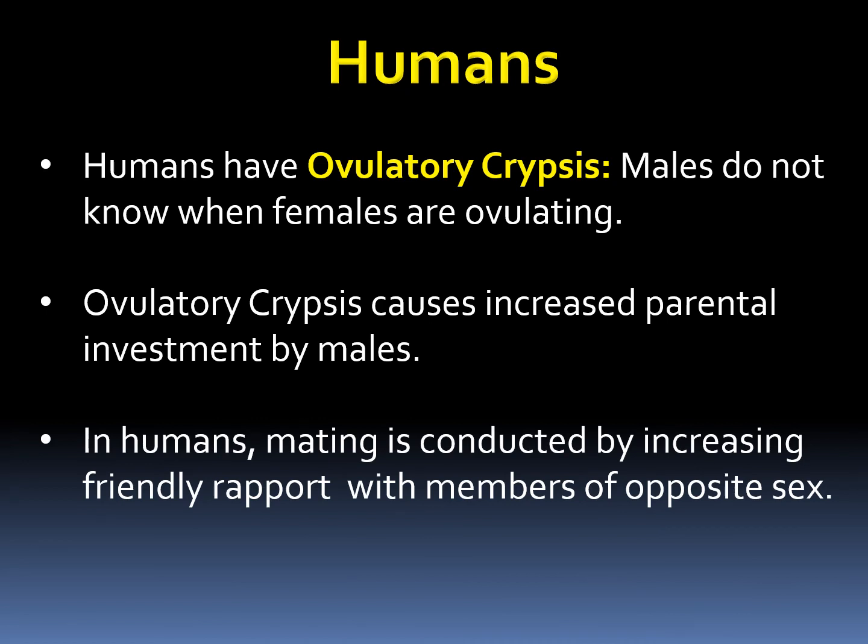In terms of humans, we have ovulatory crypsis, much like those callitrichids we spoke about. Males do not know when females are ovulating, and ovulatory crypsis causes increased parental investment by males in terms of rearing young. So in humans, mating is conducted by increasing friendly rapport with members of the opposite sex, or with members of the same sex, right? Because I don't want to make it sound like I'm telling you what appropriate human sexuality is. I'm just talking simply in terms of producing offspring, right? This is kind of how we do it. But in terms of dating in general and sexuality in general, the name of the game is to build friendships and to build that friendly rapport in general.